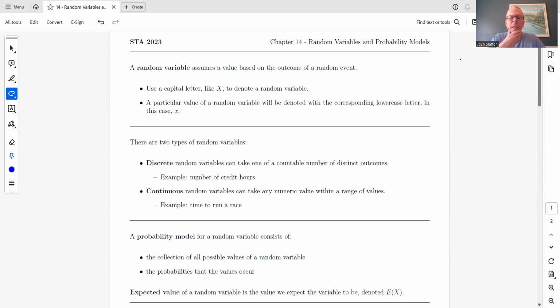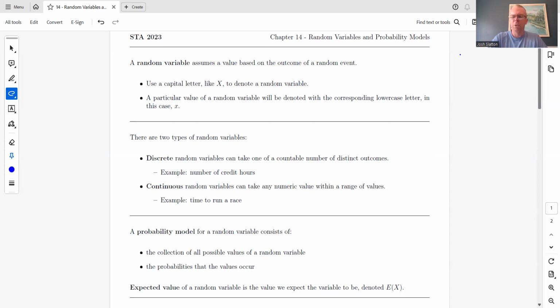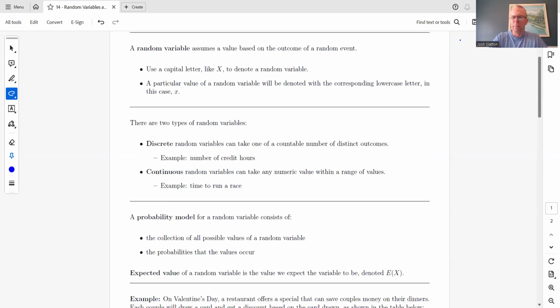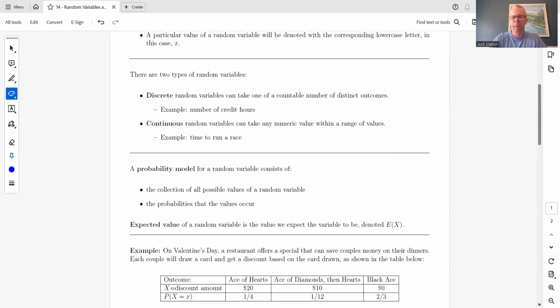Then we have a probability model. So the probability model is just a collection of all possible values. Typically, we're going to be doing this with a discrete random variable, so we can list all the outcomes and then the probabilities that those outcomes occur. And then expected value, that's just going to be like a weighted average. So we'll do an example, and this will hopefully all make sense.